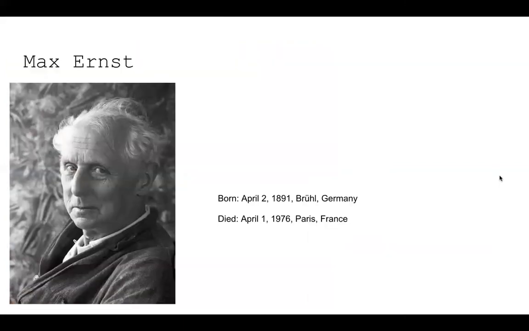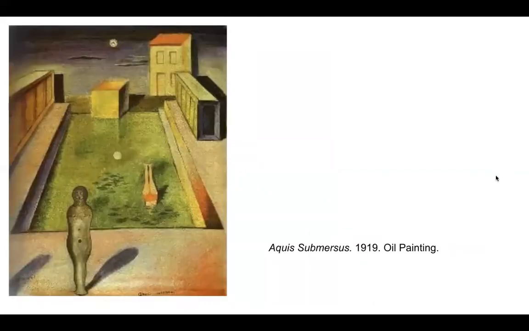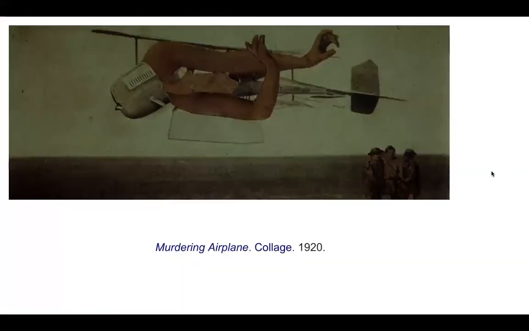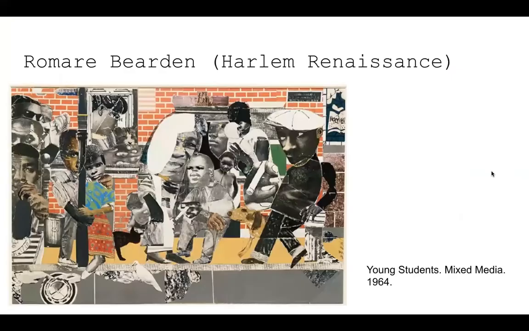We're also going to talk about Max Ernst. He's another person born in Germany. This one is an oil painting. Here we're kind of starting to see a little bit more surrealism. And this is basically a typographic mixed media piece right here. And again, talking about war, Murdering Airplane collage.